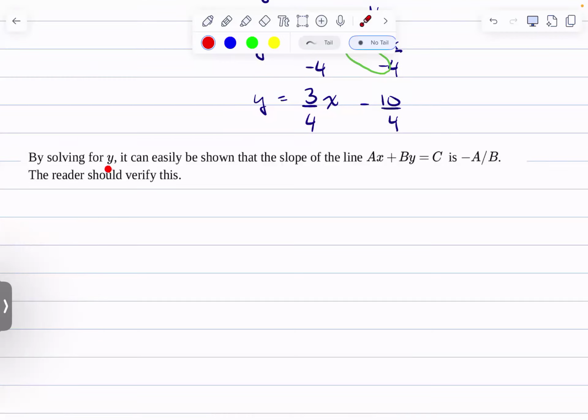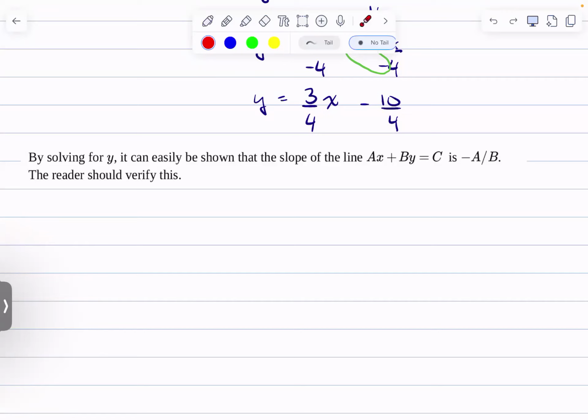I always dislike when textbooks say stuff like this. By solving for y, it can easily be shown, but then they don't show it. So let's do it, right? The reader should verify this. I've read some very complicated papers where they say stuff like this, and it's not easy. They just say, oh, it's so easy, I'm not even going to show it. No, no, no. We're going to solve for y. Whoops.